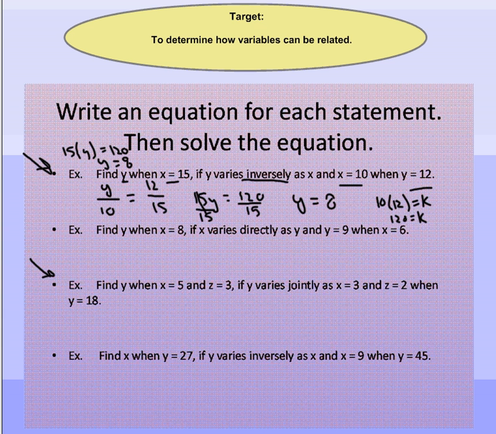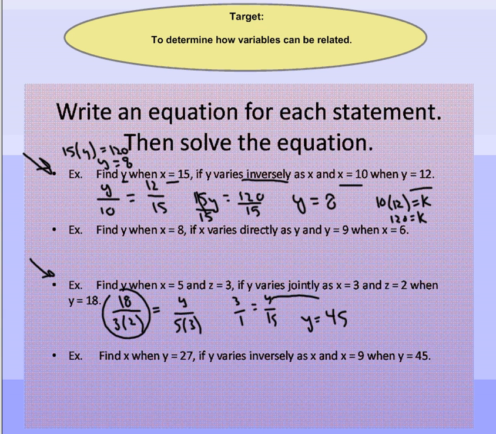In the second example, you want to find y when x is 5 and z is 3. It varies jointly. Always looking for what it is. x is 3 and z is 2 when y is 18. You set up a proportion. The numbers that you know is that 18 pairs with the 3 and the 2, and the missing y pairs with the 5 and the 3. What we can do now is cross multiply and solve. We can reduce this one actually first, which would make this a little bit easier. That's really 18 over 6, which is 3 over 1. And then it's y over 15. That's just making it a little bit easier to solve. And we get 45.